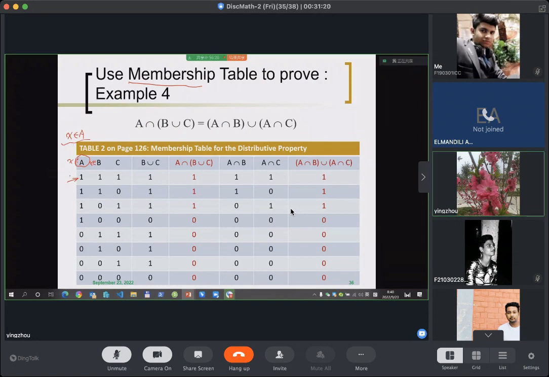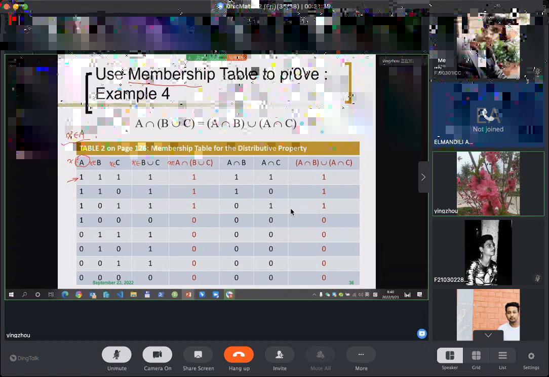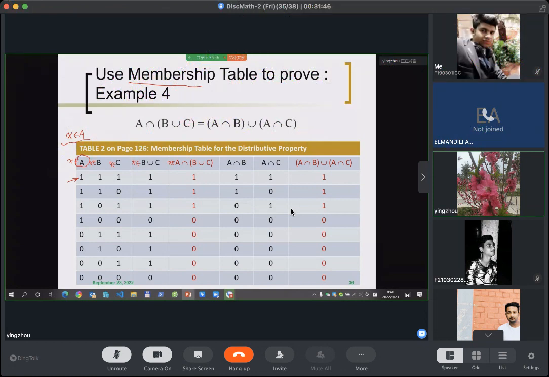0 means X does not belong to A. So here is also X belongs to C and also X belongs to B union C. And here is whether or not X belongs to this, and then similarly follow it. So we just use 1 and 0, just the membership relation, not the value. If you translate this into membership, you can find it is X belongs to A. So it is just a proposition.